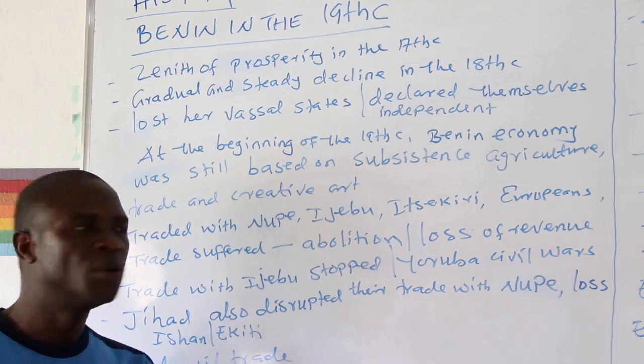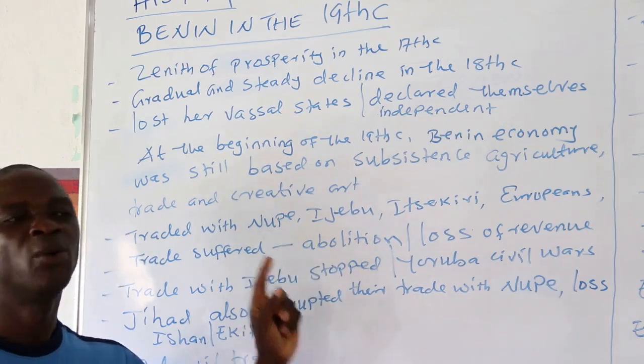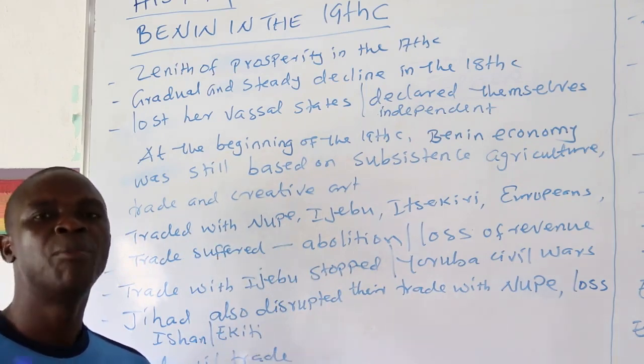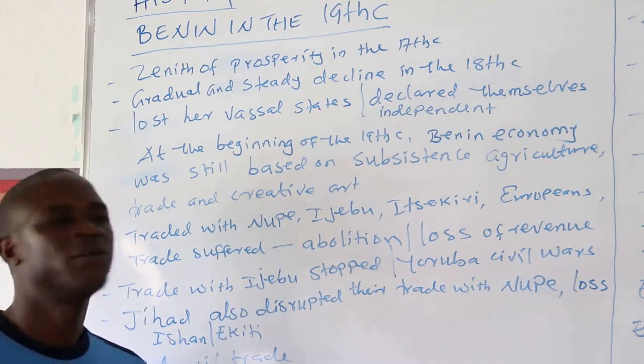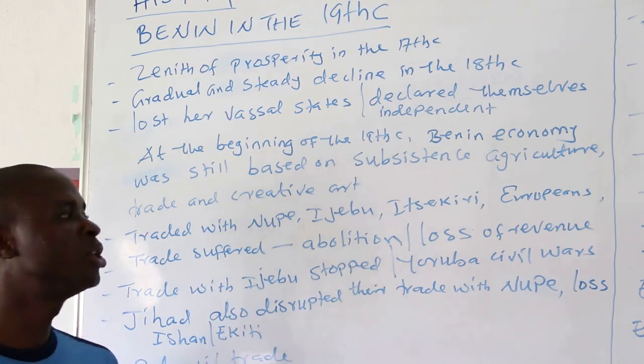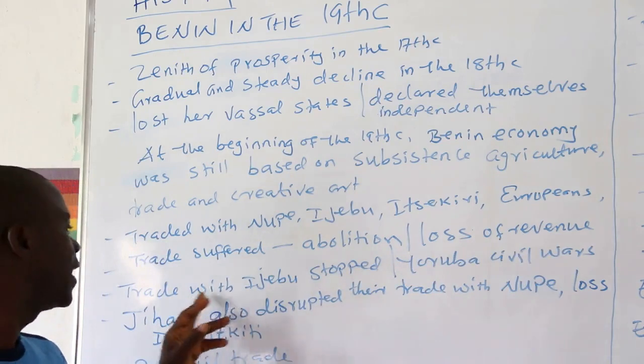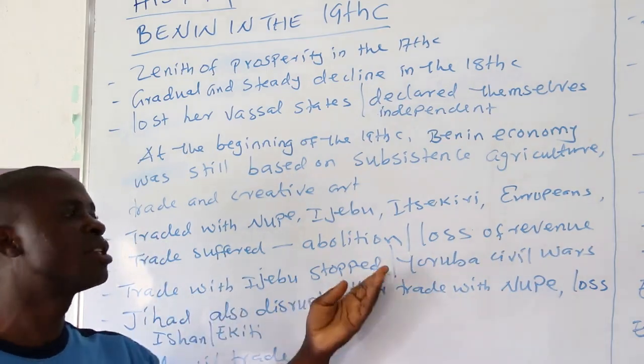Now, it will interest you to know that the economy of Benin was relying so much on the trade. Her major revenue was derived from the trade. So with the abolition, completely Benin lost her revenue. And again, her trade with Ijebu equally stopped.